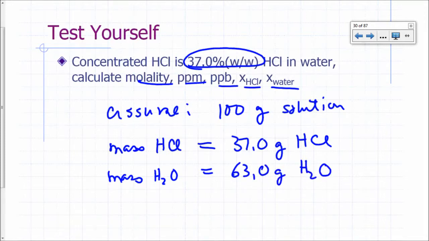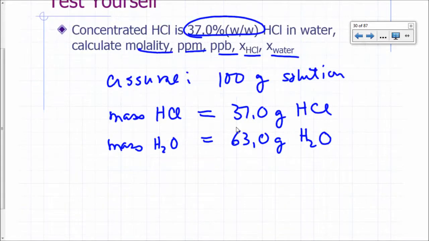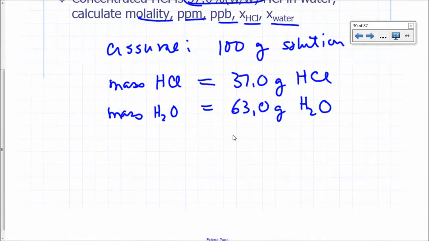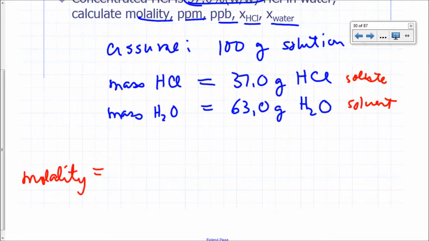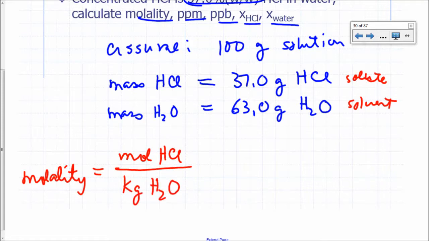Okay. How do I calculate molality? What's the definition for molality? Remember, HCl is your solute, right? And your water is your solvent, right? So molality of HCl is moles of HCl, which is our solute, divided by kilograms of water, which is our solvent.